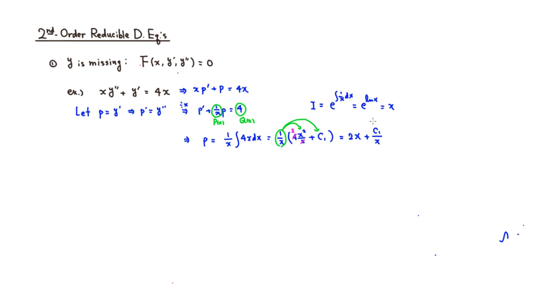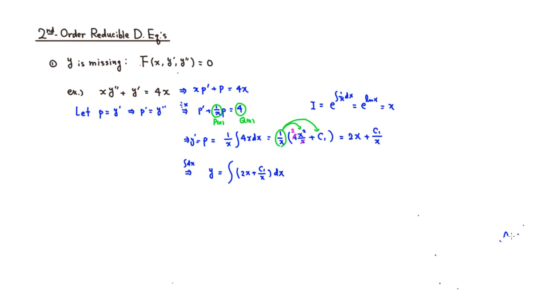Remember that p is actually y prime, so this is equal to y prime. If you want to find the solution y, all you have to do is integrate that with respect to x. So y is equal to the integral of 2x plus C1 over x with respect to x.